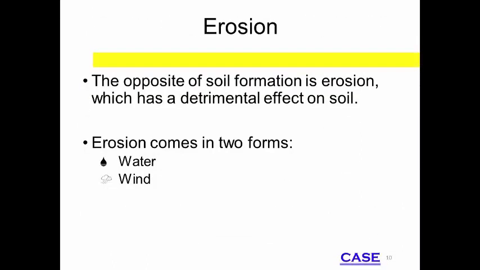Erosion, the antagonist to soil formation, is the removal of soil. Whether soil washes away or blows away, mineral matter and organic matter are lost.